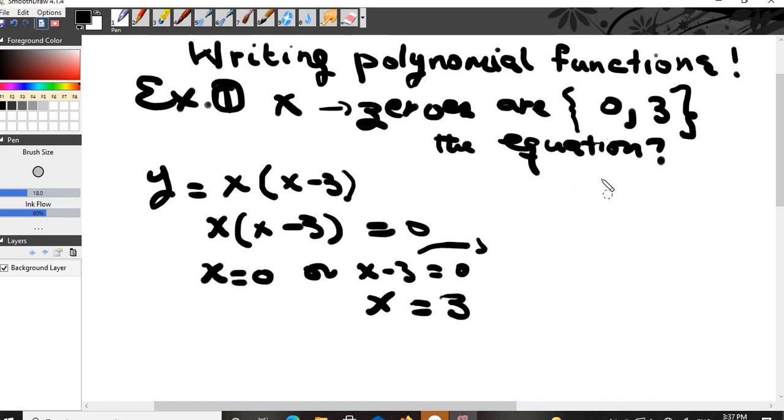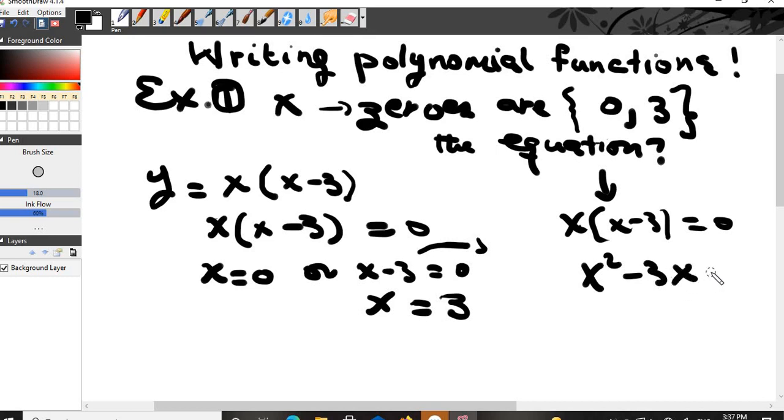So the equation of this function when x is 0 and 3 is x times x minus 3 equals 0, and then we can distribute if you want to write it. So x times x is x squared, and x times minus 3 is minus 3x, equals 0. This is the equation that produces 0 and 3.